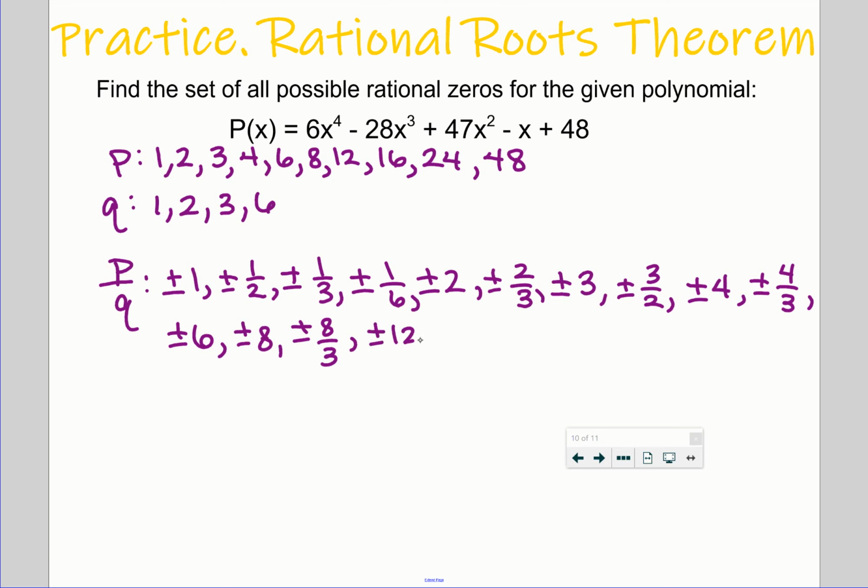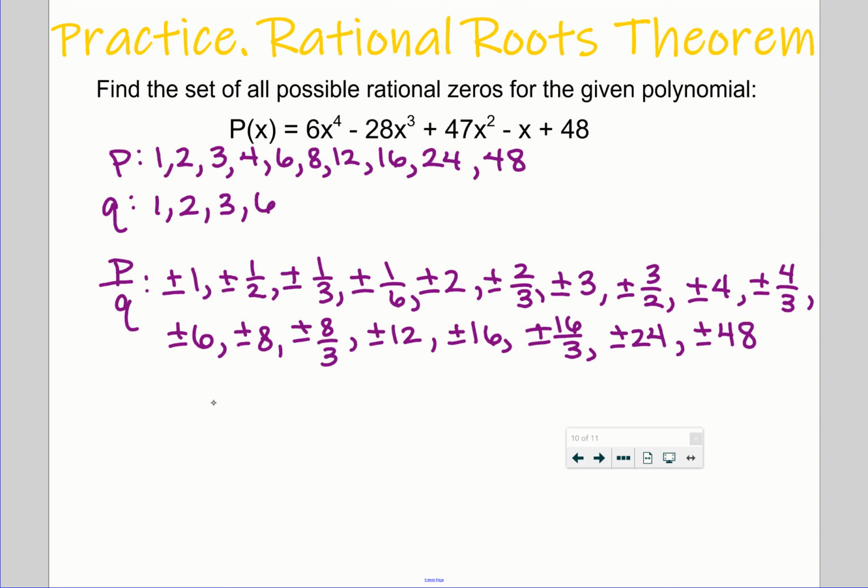12, 12/2 is 6. 12/3 is 4. 12/6 is 2. All of those are on the list. 16, 16/2 is 8. 16/3, I don't have that one yet. 16 over 6 is 8/3. It's already on my list. 24, 24 over 2 is 12. 24 over 3 is 8. 24 over 6 is 4. They're already on my list. 48, 48 over 2, I've got 24. 48 over 3, I've got 16. 48 over 6, I have 8.